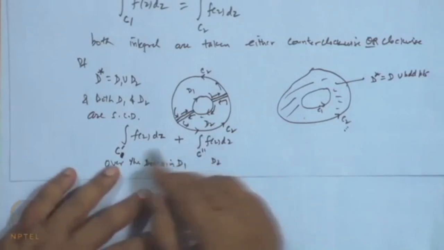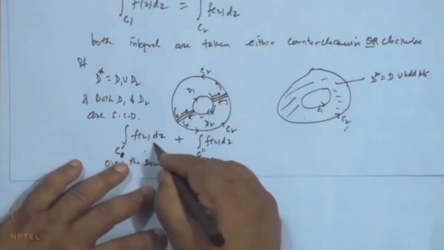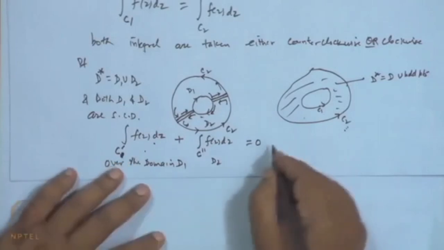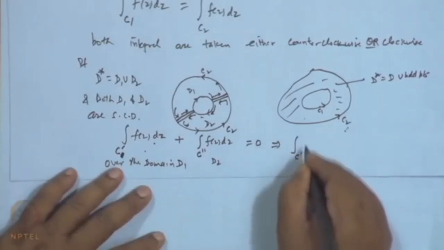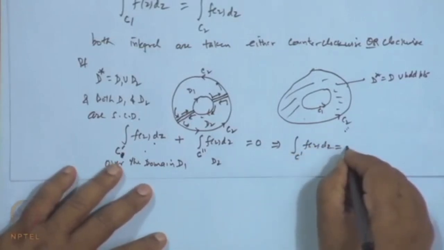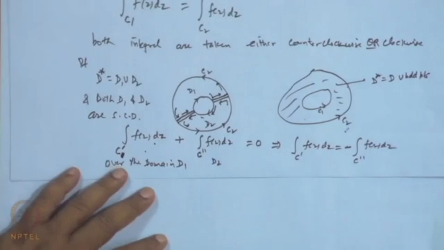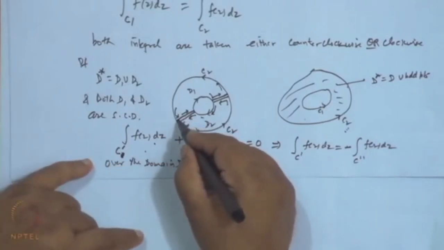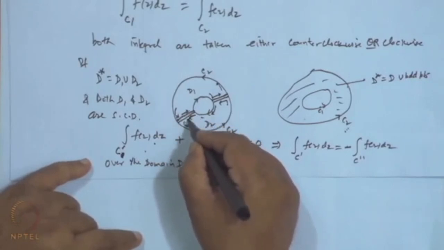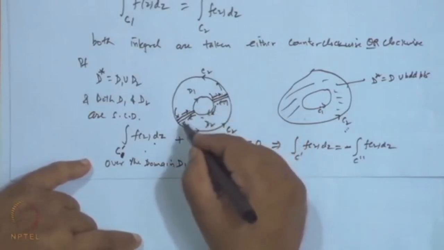When we consider this integral along this closed boundary and the function is analytic, the value of this will be 0, the value of this will be 0, and the total is 0. So, we get that the integral along C dash of f(z) dz is minus the integral along C double dash of f(z) dz. The value of the integral along these curves, this side and this side, gets cancelled. Similarly, this side and this side are opposite, so the integral along these two cuts will not contribute.